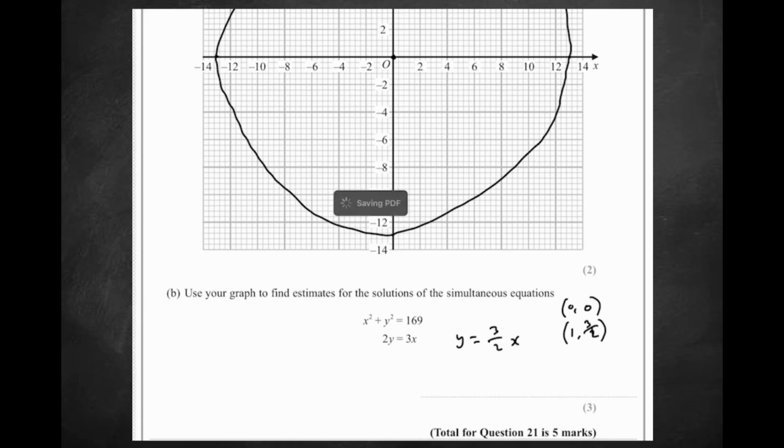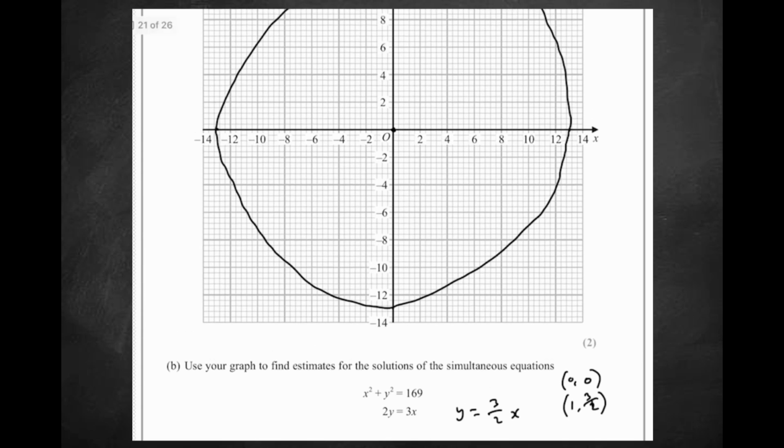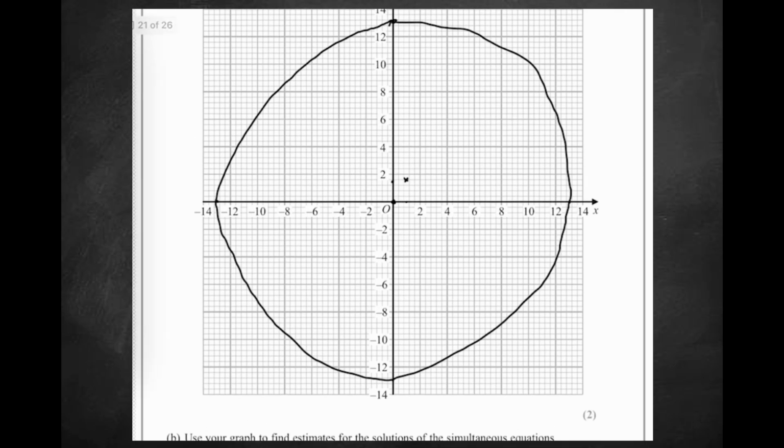So let's draw that on here. So 0, 0, and 1, 3 over 2. So 1 is going to be about here, 3 over 2 is going to be about here, roughly. It's only an estimate. Then we're going to want to draw a straight line, because it's a linear relationship, like this, and through the negatives as well. And then your solutions are going to be where your straight line crosses your circle.